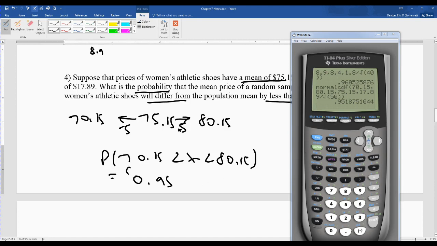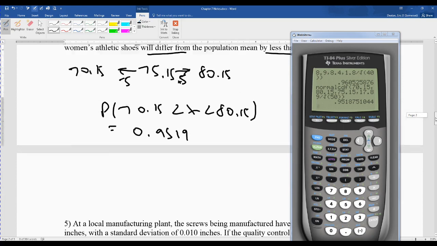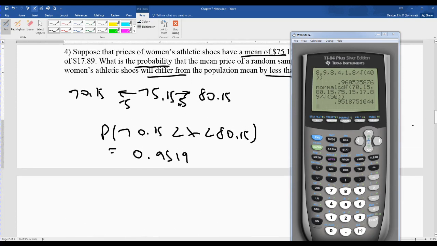You can round it to 0.95 or something like that. Is this multiple choice? No. So there's that one. I want to check it again just to make sure I did it correctly, as far as typing everything in the way it's supposed to be typed in. 17.89 divided, yeah, that's it. The awfully high probability.